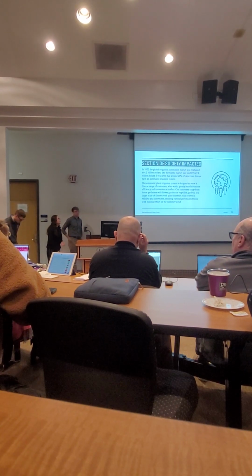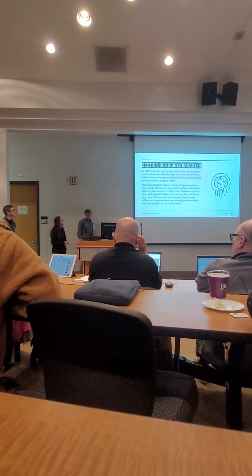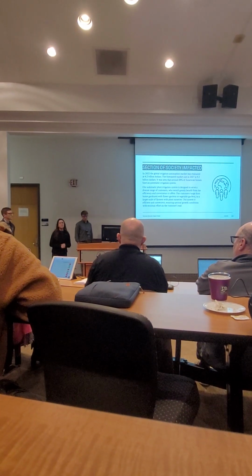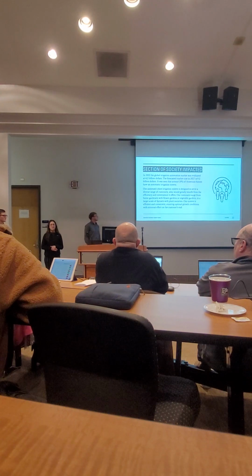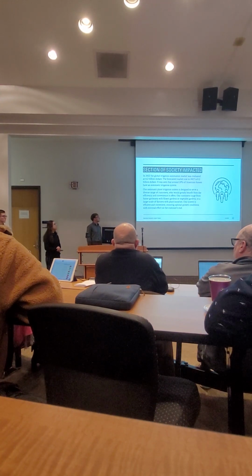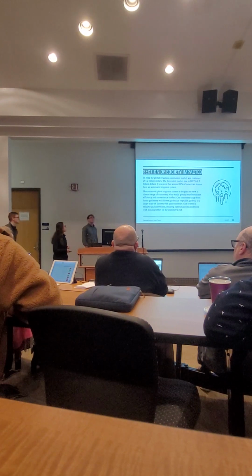Section on society and impact. So in 2022, the global irrigation automation market was valued at $4.2 billion. It is projected in 2027 to be at about $9.2 billion. And it was seen that 20% of American homes already have a watering system of some sort.